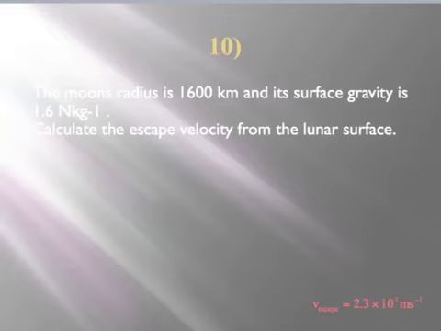Question 10. The Moon's radius is 1600 kilometers and its surface gravity is 1.6 newtons per kilogram. Calculate the escape velocity from the lunar surface. In other words, what velocity would you need to reach in order to escape the Moon? Right, to do this, if you don't recall the equation for escape velocity in terms of small g, then you need to derive it again.